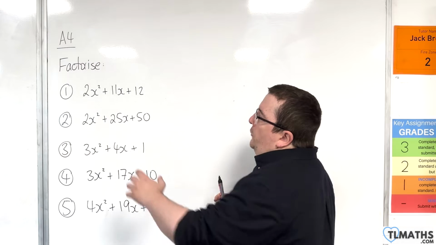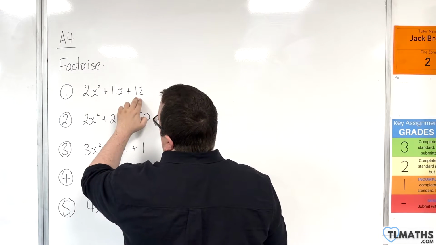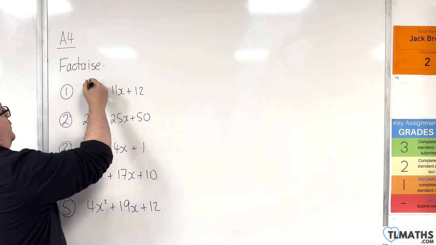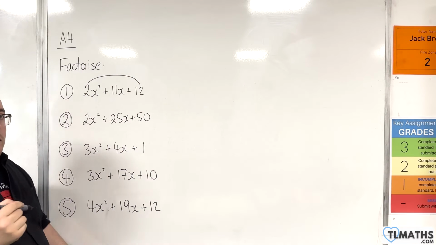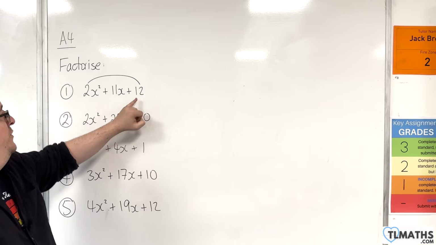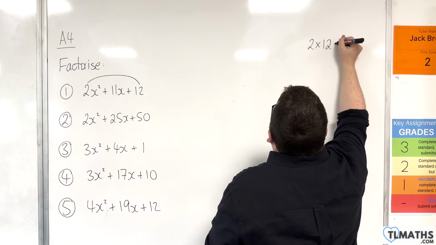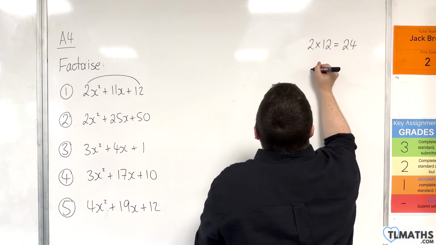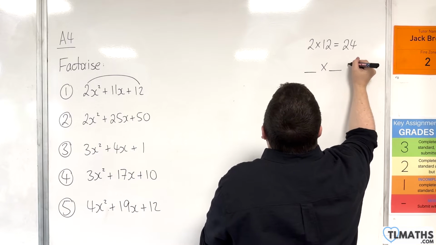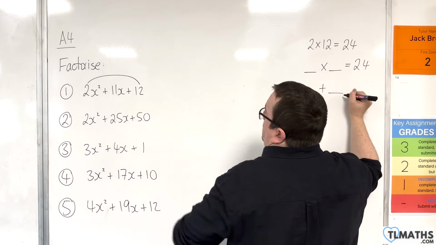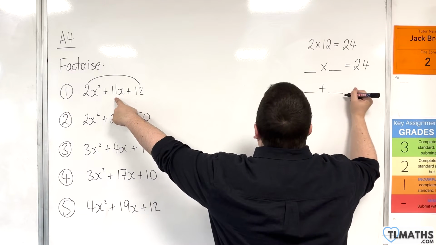So for our first one, we've got 2x squared plus 11x plus 12. The first thing to do is to multiply the coefficient of the x squared by the constant term, so the 2 by the 12. So 2 times 12 is 24. You're then looking for two numbers that multiply together to make the 24, but add together to make the 11, the coefficient of x.